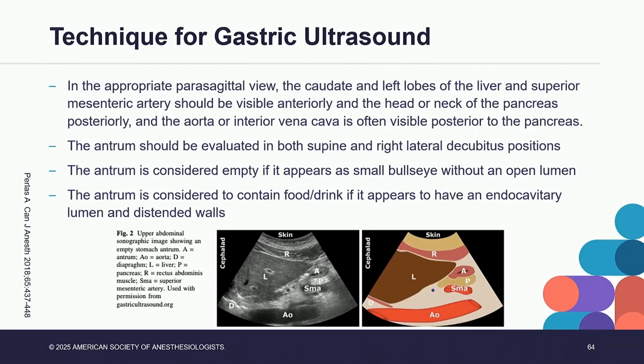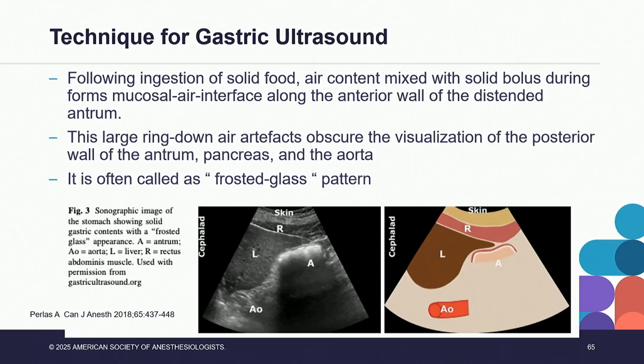The antrum is considered to contain food or drink if it appears to have an endocavitary lumen and a distended wall. Following ingestion of solid food, air content mixed with the solid bolus forms a mucosal air interface along the anterior wall of the distended antrum. This large ring-down air artifact obscures the visualization of the posterior wall of the antrum, the pancreas, and the aorta, and it is often called a frosted glass pattern.